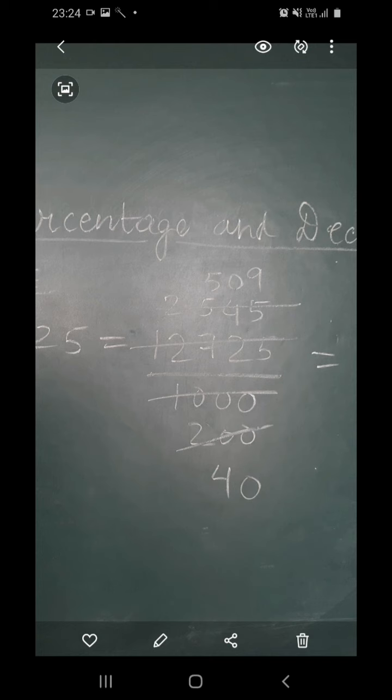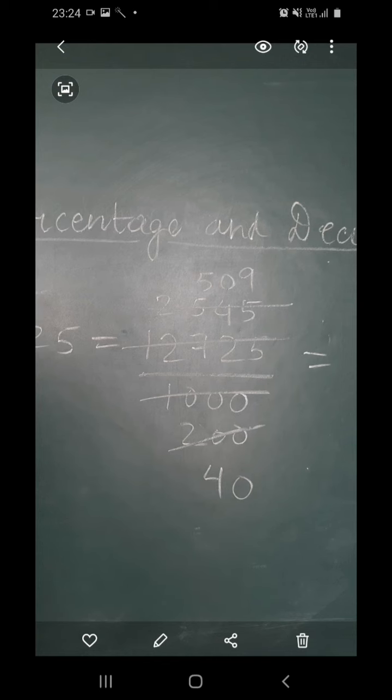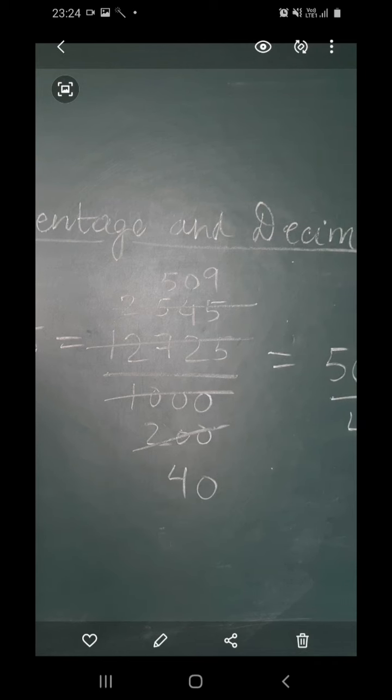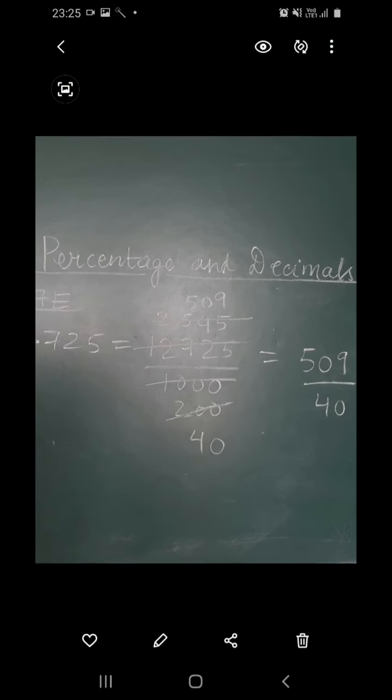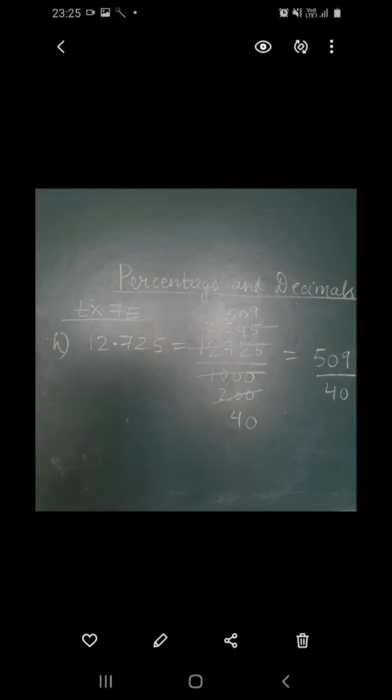Now 2545 upon 200 is there. It can also be further reduced by 5. So 5 5s are 25, then 5 zeros are 0, 5 nines are 45. In the same way 5 fours are 20 and 5 zeros are 0. So the final answer is 509 upon 40.